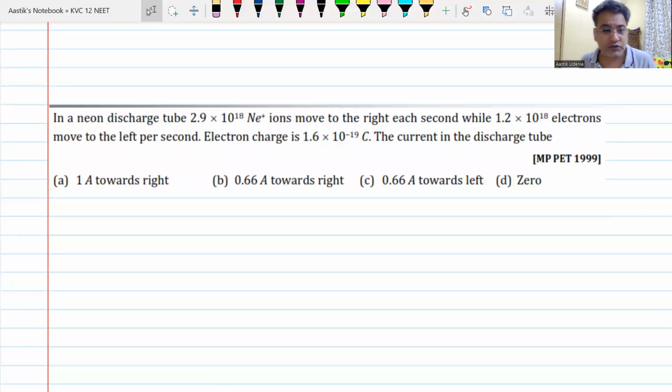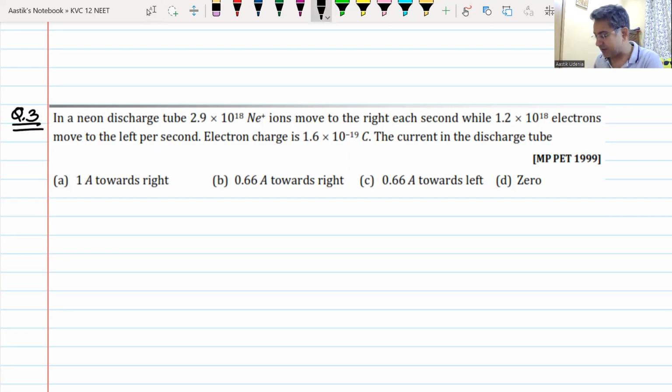In a neon discharge tube, 2.9 into 10 raised to the power 18 neon plus ions move to the right each second, while 1.6 into 10 raised to the power 18 electrons move to the left each second. The charge of an electron is 1.6 into 10 raised to the power minus 19 coulombs. What is the current in the discharge tube? That is the question. It's a simple question.